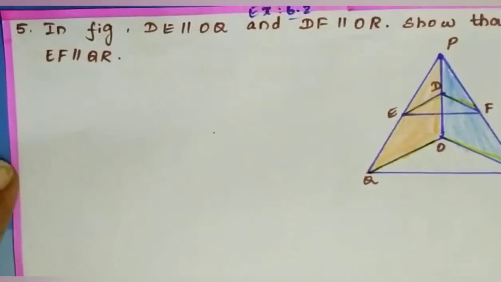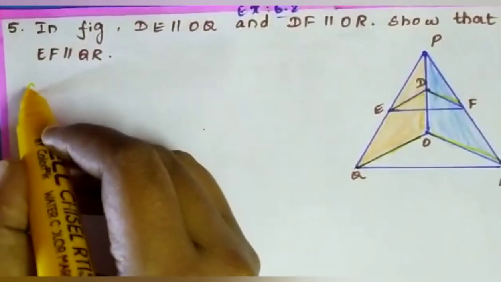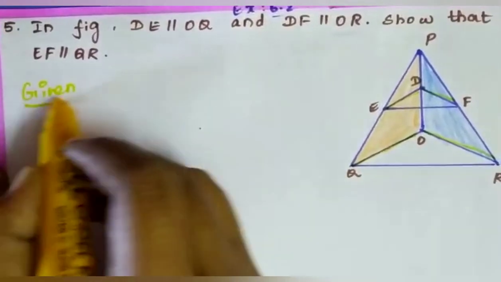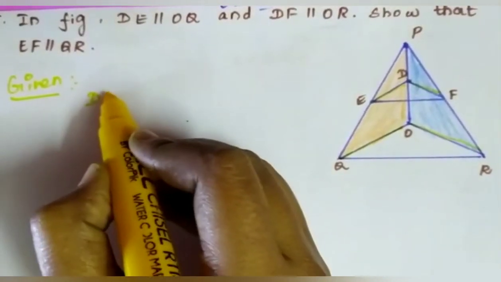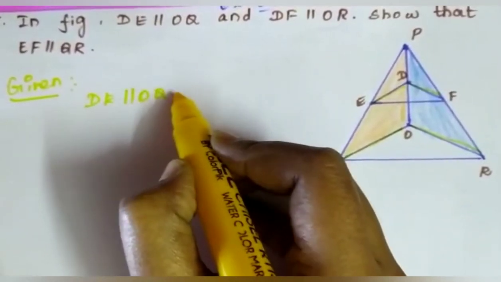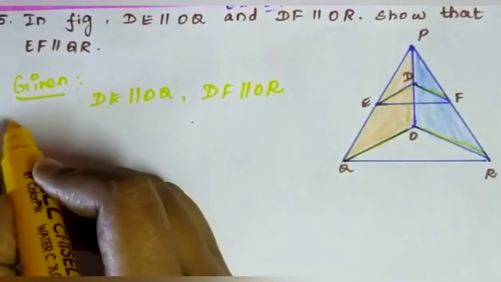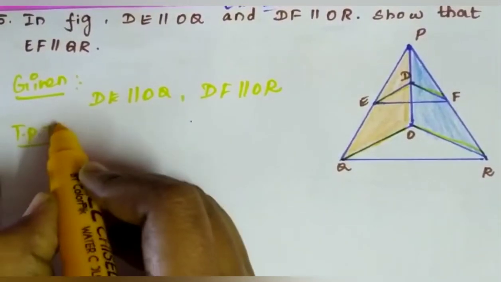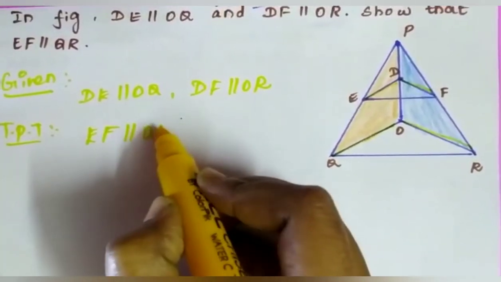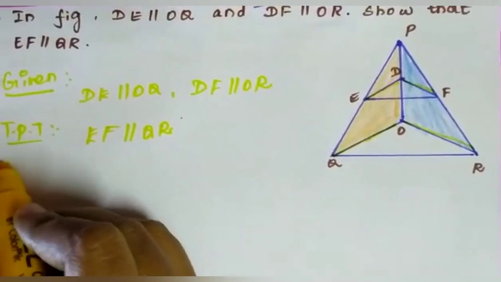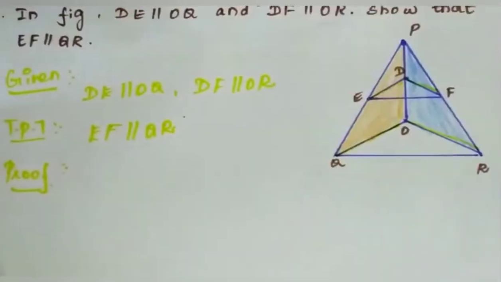Clear? So now, first, what do you have to write? Given. First you have to write given. DE parallel to OQ and DF parallel to OR. This is given. What do you have to prove? EF is parallel to QR. Proof. Now we can start your proof.